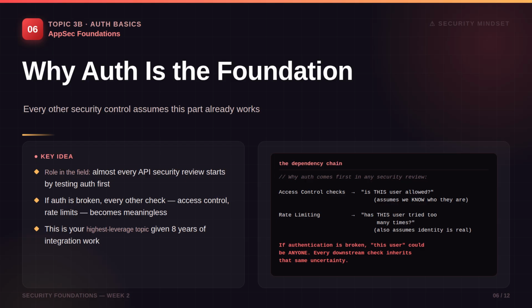Its role in the field: this is why, in any real security assessment, broken authentication issues are treated as having outsized severity compared to many other findings. Not necessarily because the authentication bug itself is dramatic, but because of everything downstream that silently inherits its uncertainty. A security engineer who finds a broken authentication issue knows, immediately, that every other security control in that system needs to be re-examined under the assumption that user identity itself might not be trustworthy.